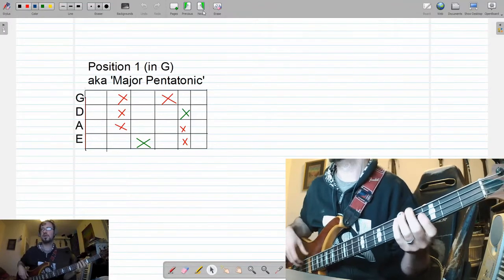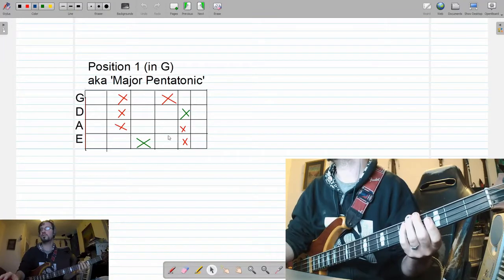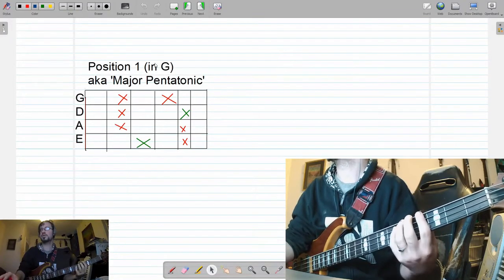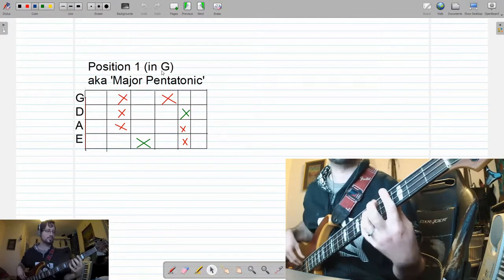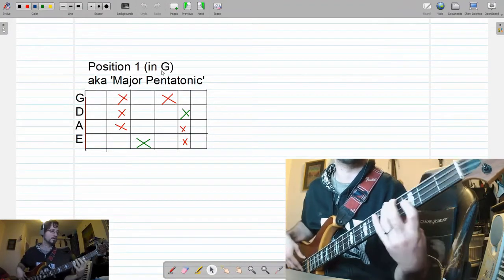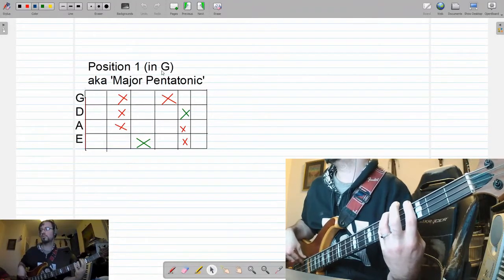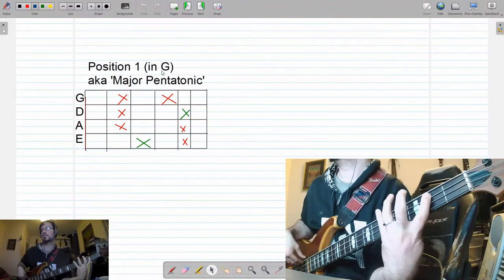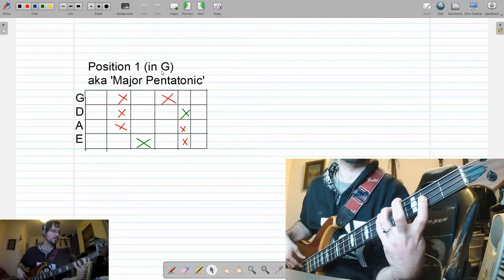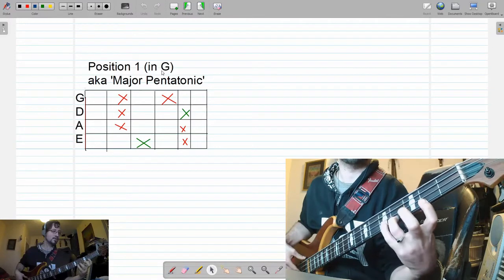But the major pentatonic, as you can see written out here, has roots which are both G, because we're in G here for the example. So there's your G, 3rd fret, 0, 1, 2, 3. Those are G's, and then you go up to A, B, D, E, G again, A, B.